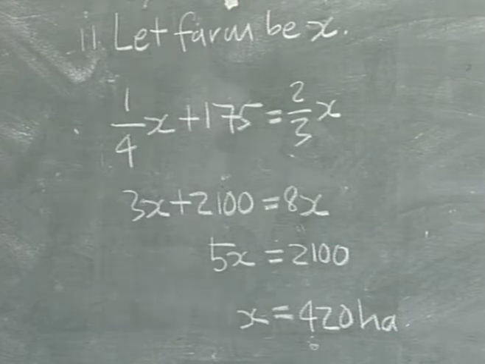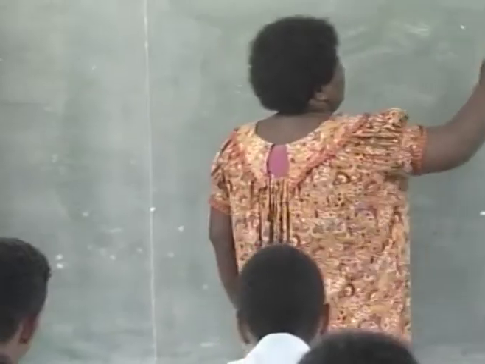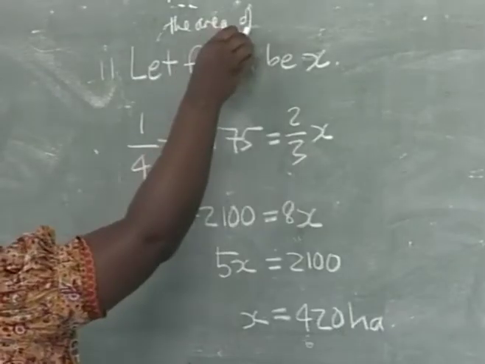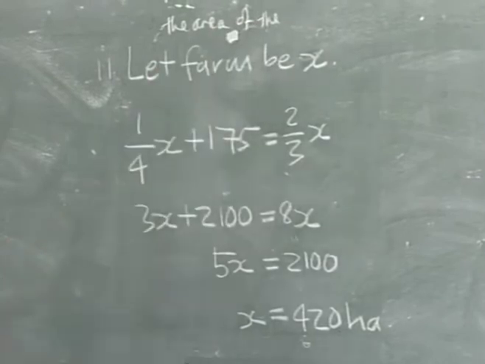Okay, good. This one should be: let the area of the farm be x.